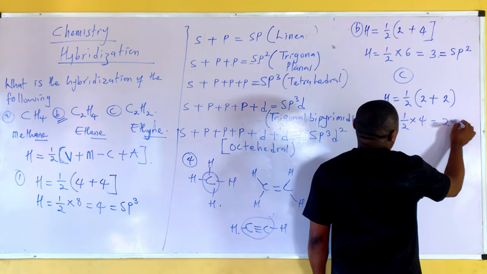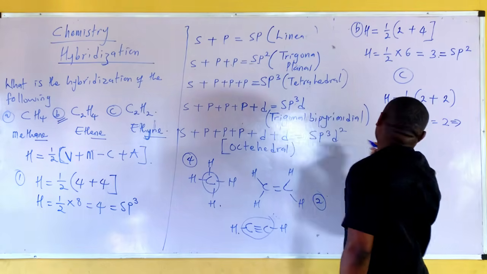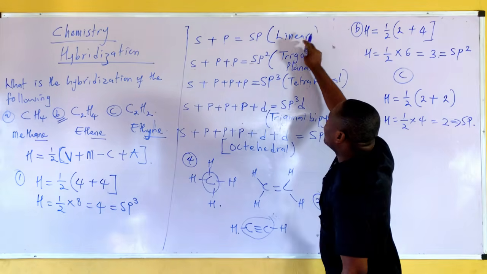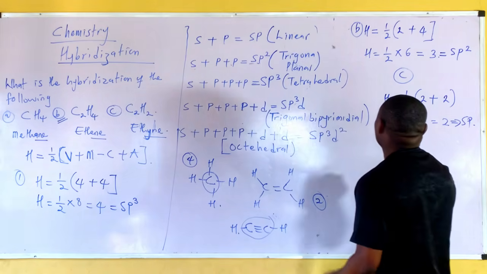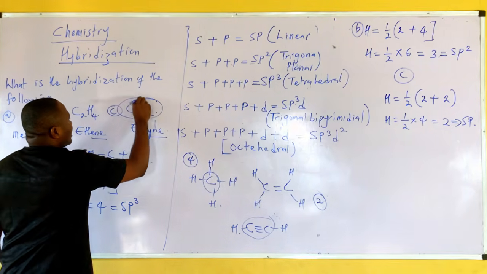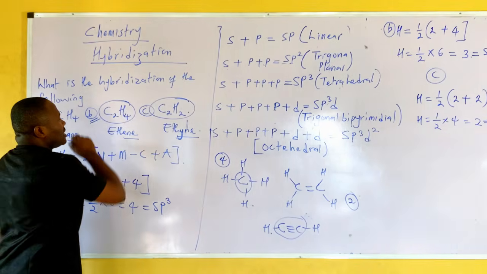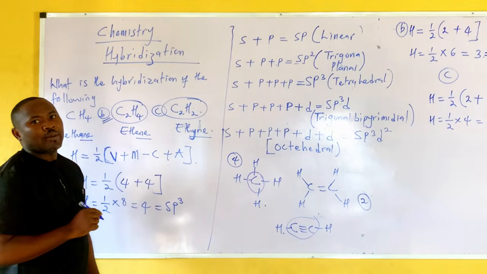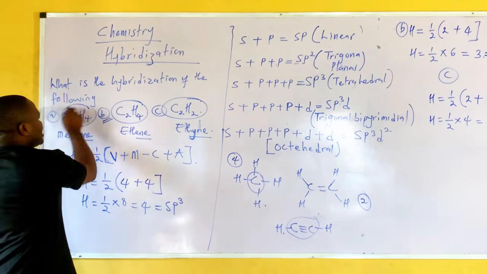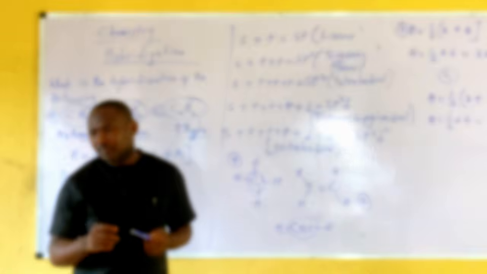If hybridization is 2, what is the answer? sp. So it's now sp. And what is the shape of sp? It is linear. So it means that this compound here is sp hybridized and has a linear shape. This one here is sp2 hybridized, triangular planar in shape, while this is sp3 hybridized, tetrahedral in shape.